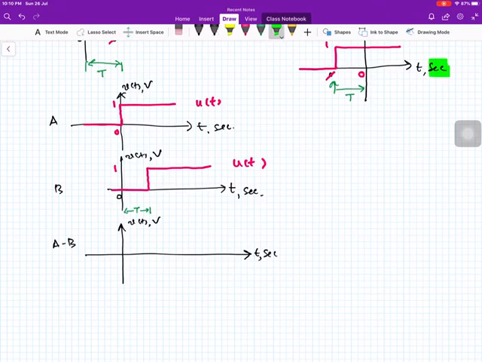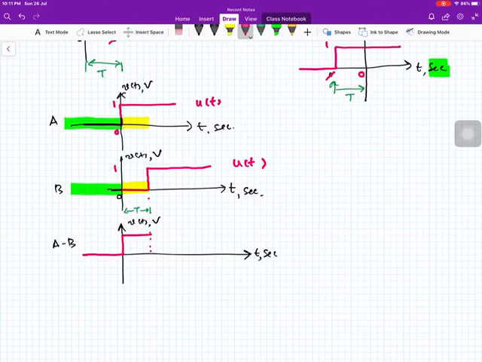So A minus B, from minus infinity to 0, the waveform A is 0, and from minus infinity to 0, waveform B is 0, therefore A minus B is 0 as well. Now, from 0 to t seconds, the B waveform is 0. From 0 to t seconds, the A waveform is 1. Therefore, A minus B is 1.